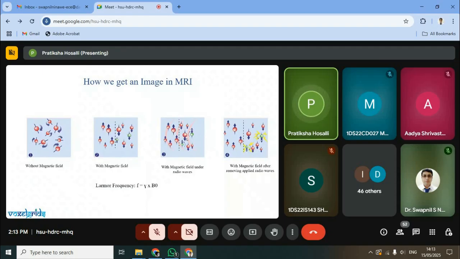Another thing here is the Larmor frequency. Larmor frequency is the frequency at which hydrogen protons spin in the direction of the magnetic field. Here, gamma is the gyromagnetic ratio of hydrogen protons. As you can see, Larmor frequency F is equal to gamma times B naught. B naught is the static magnetic field, which in our company is 1.5 Tesla. But basically there are many different types of magnets.